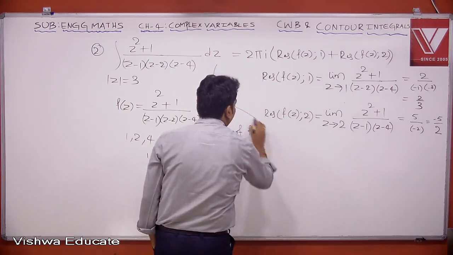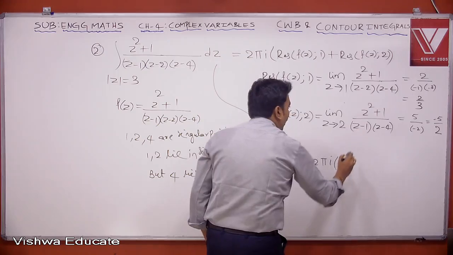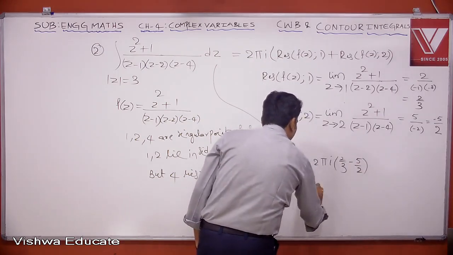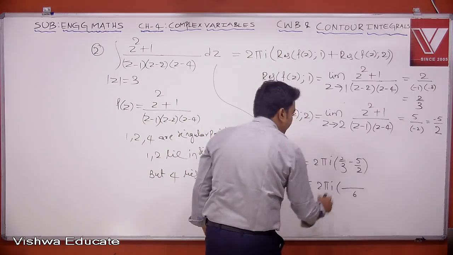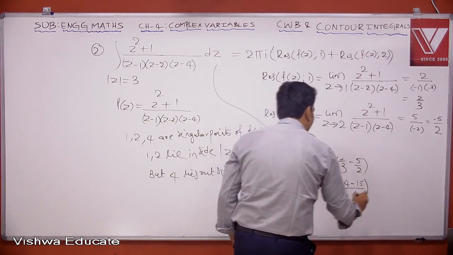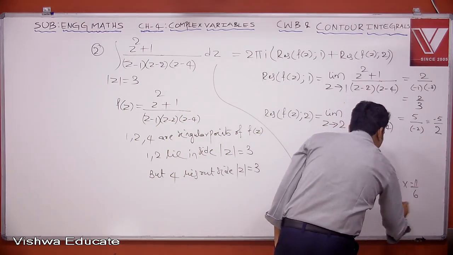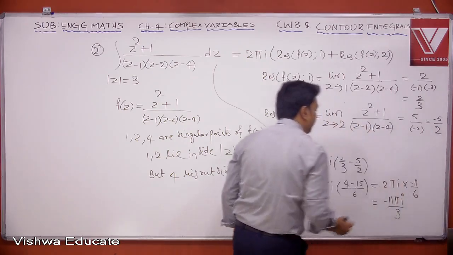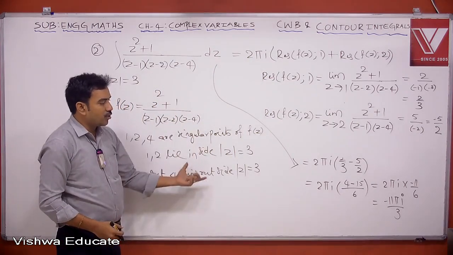Therefore this contour integral will be equal to 2 pi i into the first residue 2 by 3 plus the second residue minus 5 by 2. So this is 2 pi i into, with LCM of 3 and 2 being 6, 2 into 2 is 4, 4 minus 15. So this is 2 pi i into minus 11 by 6, so minus 11 pi i divided by 3. Minus 11 pi i by 3. In this way you will get the contour integral.